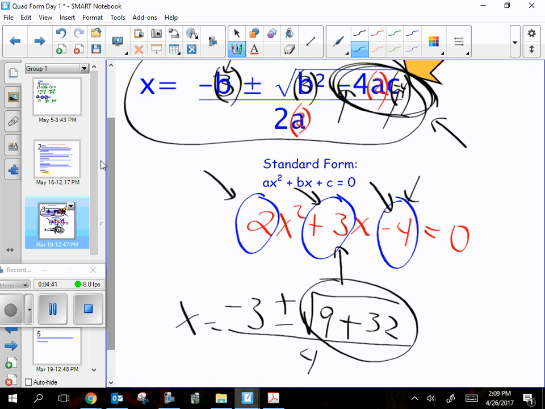But what if it had been the square root of 36? Then that would be 6. What if it had been the square root of 144?